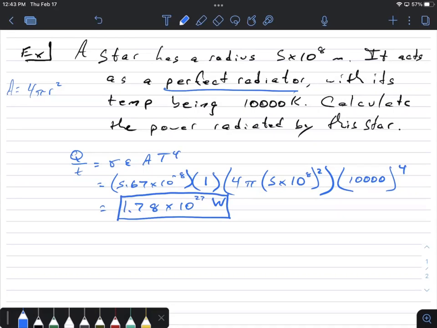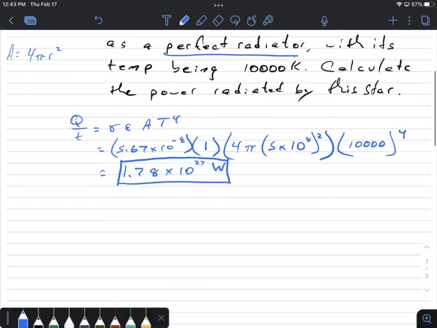All right. So that's how we use the equation. We're given a bunch of data about the object, and I just plug the numbers in, making sure all my units are correct. I need meters for the radius, Kelvin for the temperature, and so on.